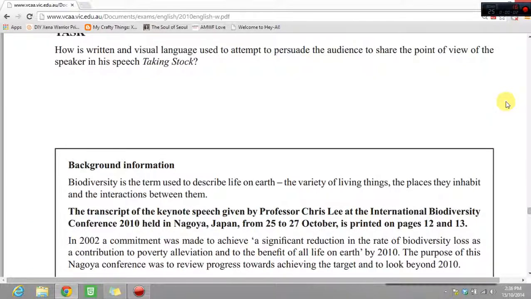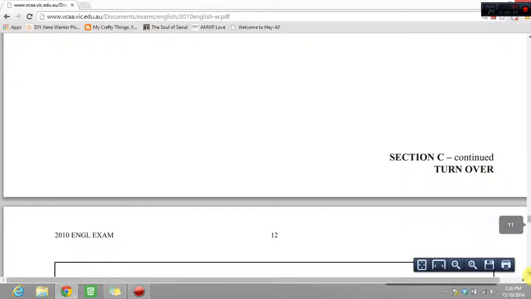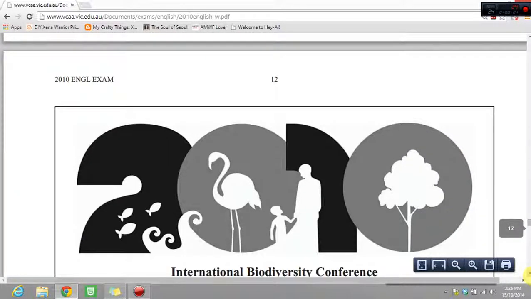Okay, today we're going to have a look at the 2010 Mainstream English exam, taking stock. Again, in the background information, you can find what the issue is about. That helps when opening your introduction. You can also imply the audience, since they would be people attending the International Biodiversity Conference, and no doubt would be sort of leaders in their fields.